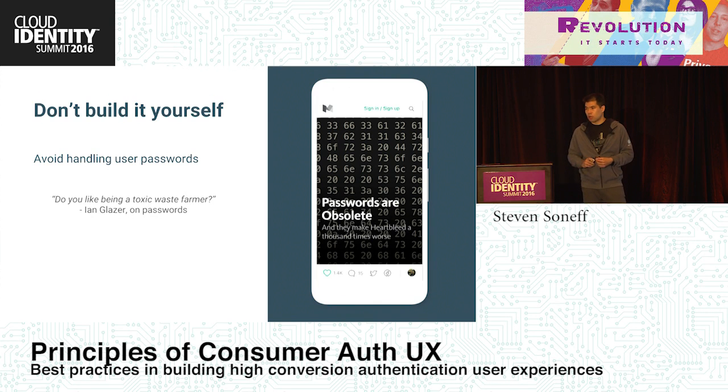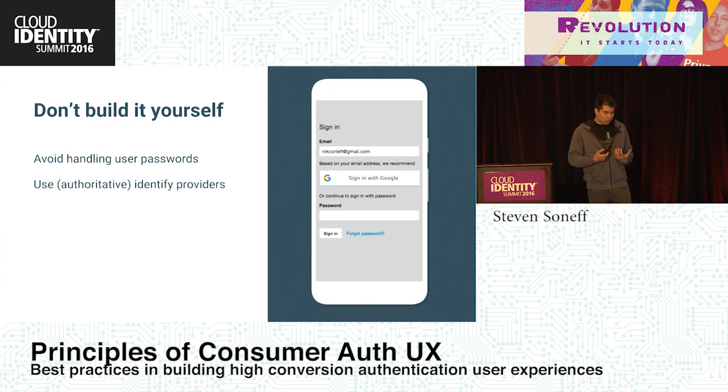And I think some of the principles we talked about earlier, like identifier first, can certainly help, and using things like ID tokens. But again, leaving it to the professionals, we'll show you in a second, there's even easier ways to do this. And here's a quote from Ian last year: you don't want to get into the business of being a toxic waste farmer with all of those passwords. And then, if you can replace passwords, an authoritative identity provider for an email address is really the way to go.